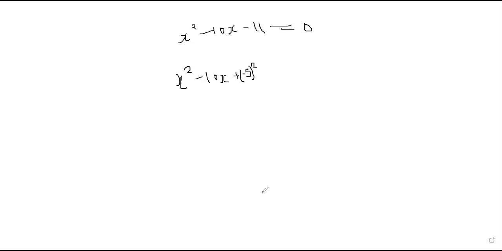So you will do that, guys. I won't do it because of time, right? But you have to write it in full. So it will be plus 25, because half of negative 10 is negative 5. Negative 5 squared is 25, right? So you add that 25 and you subtract that 25. And then you take this minus 11, put it here as it is, right? Easy, right?